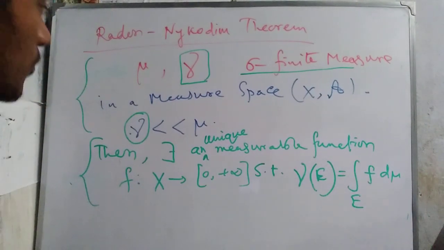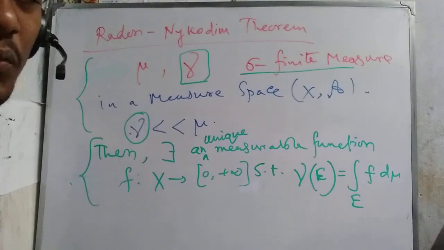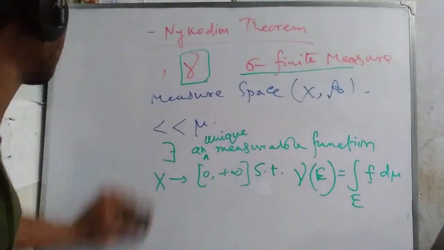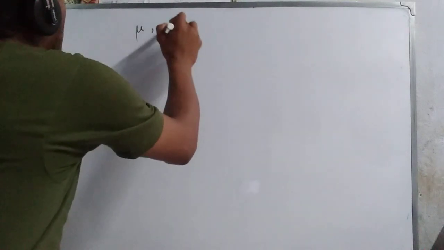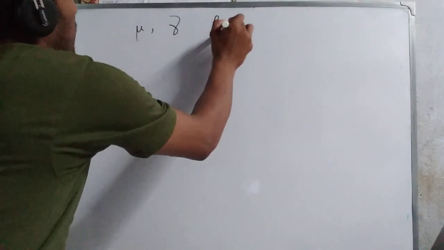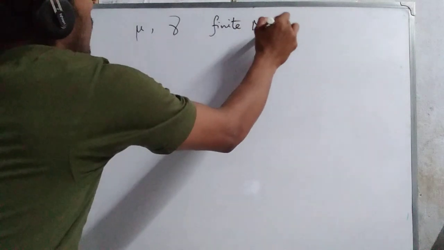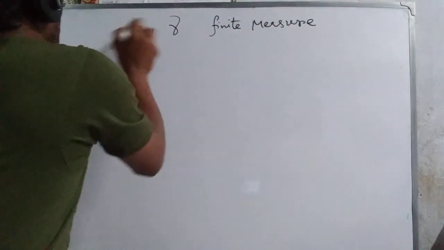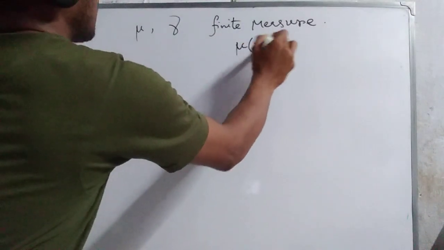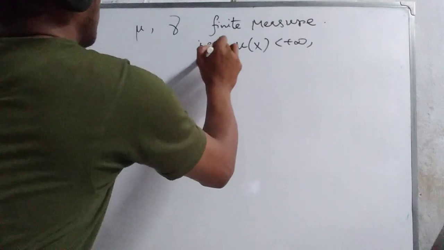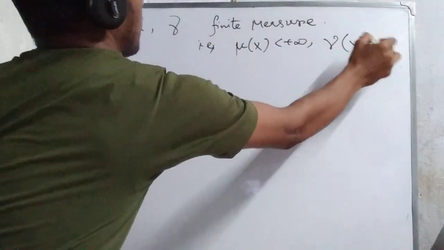So how do we proceed with the proof of the Radon-Nikodym theorem? We erase that portion and proceed with the proof. First we let mu and gamma be finite measures. Finite measure means mu of X is less than plus infinity and gamma of X is less than plus infinity.